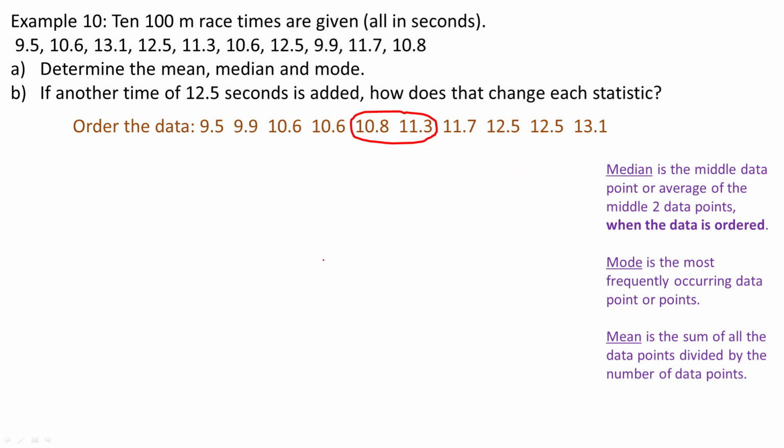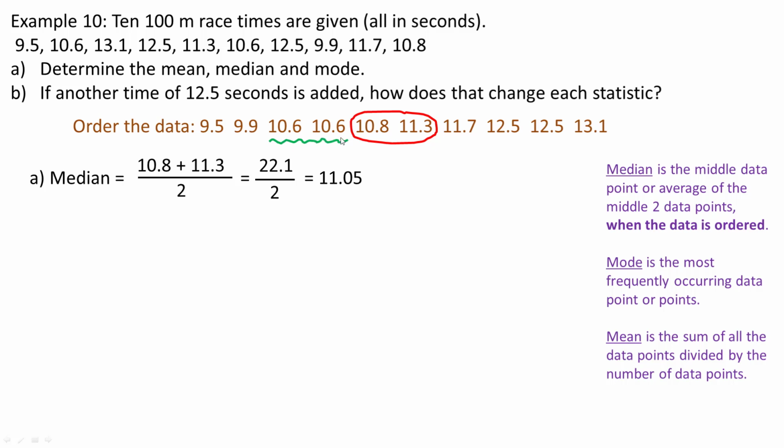So in order to find the median, we average these two middle points. We take 10.8 and 11.3, add them, and divide by 2. 10.8 and 11.3 add to 22.1, divided by 2, which works out to 11.05, or about 11.1. So that's the median.